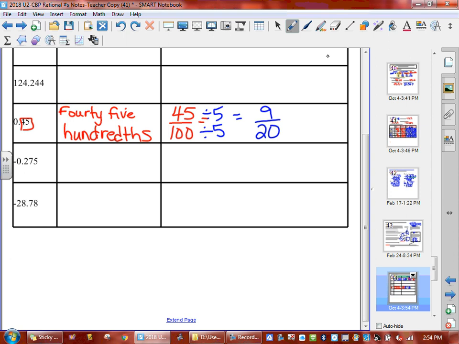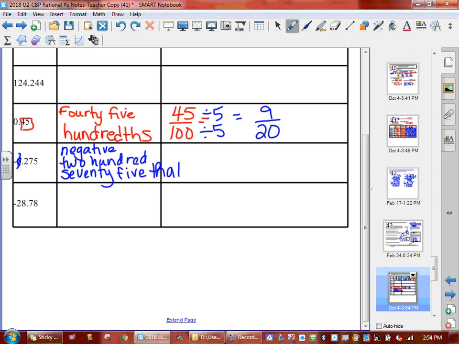Negative 0 and 275,000. Okay, do you notice here, did we say our 0 up here? No, so we just forget the 0 part, you just say negative 275 thousandths. Okay? Negative 275 thousandths.